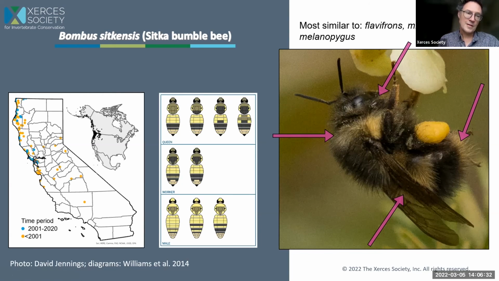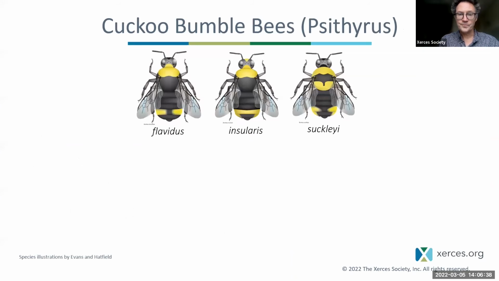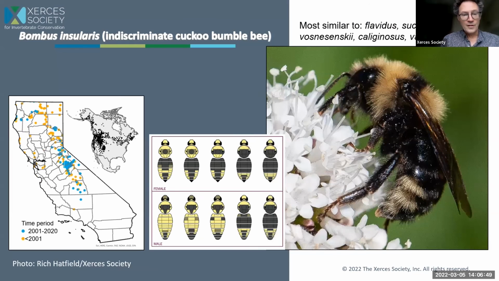But this one should be expected to be locally common along the north coast in the state of California, and it does range all the way out to the Aleutian Islands. Finally, let's quickly talk about cuckoo bumblebees. We have 3 species in California: Flavitis, insularis, and sucklei. Insularis is common where it does occur.